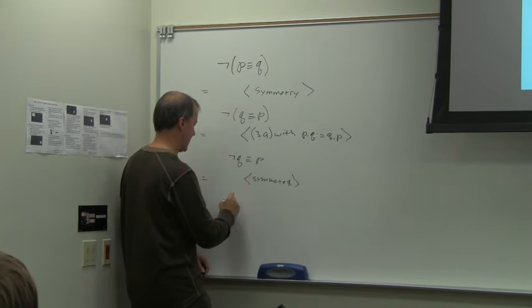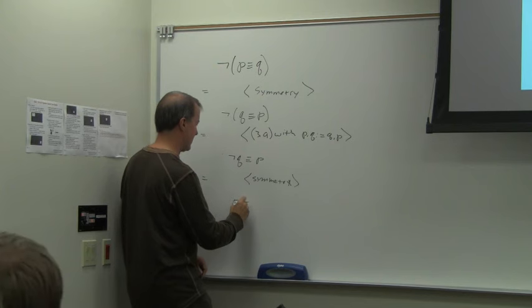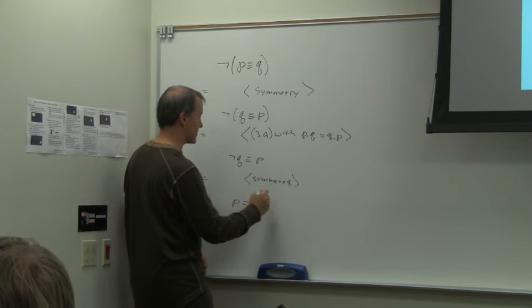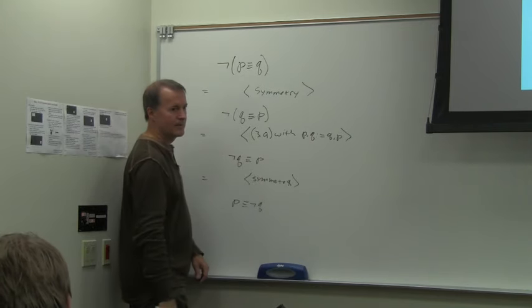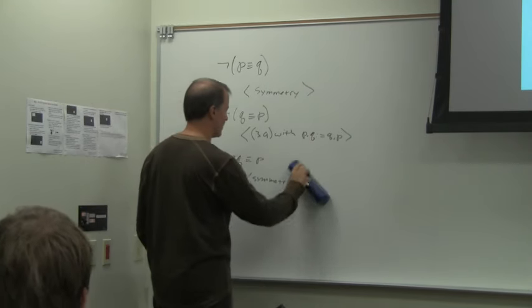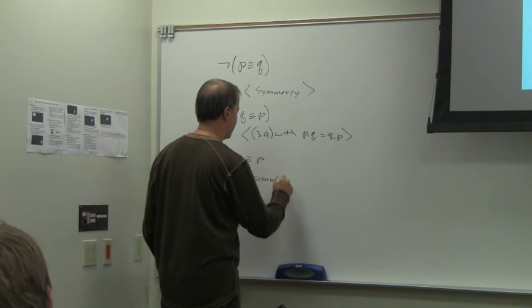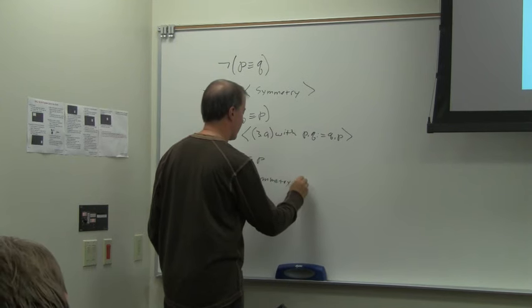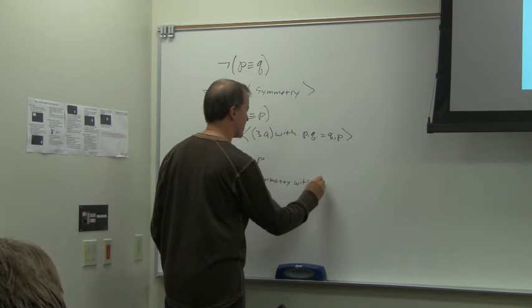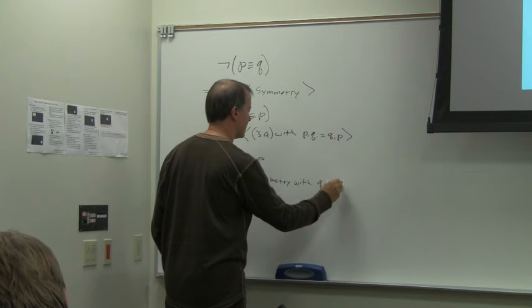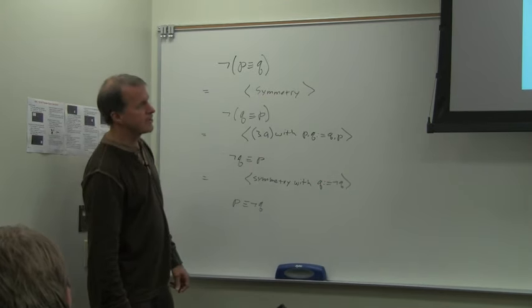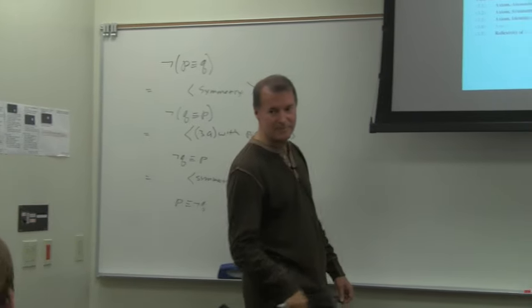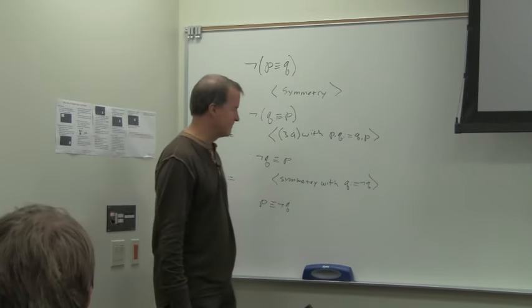Symmetry, the other symmetry, P equals not Q. No, this is the symmetry. This is symmetry with what? With Q replaced by not Q, right? Because 3.11 is not P equals Q equals P equals not Q. Oh, maybe we could have used a different theorem. Okay. Either way, yeah. Okay.